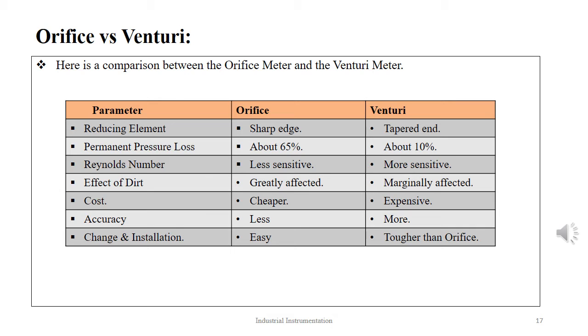Orifice plates are greatly affected by dust and dirt. For Venturi tubes, dust and dirt have marginal effects. Orifice plates are cheaper than Venturi ones. Accuracy of an orifice is lesser than that of a Venturi. An orifice is easier to install than a Venturi.